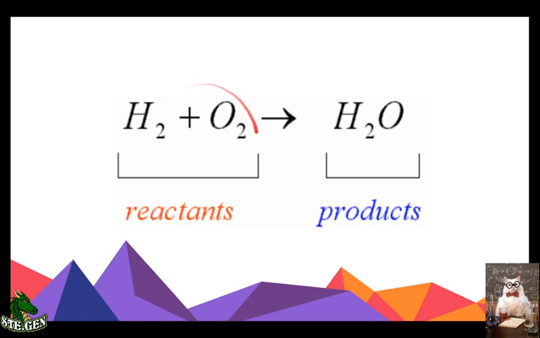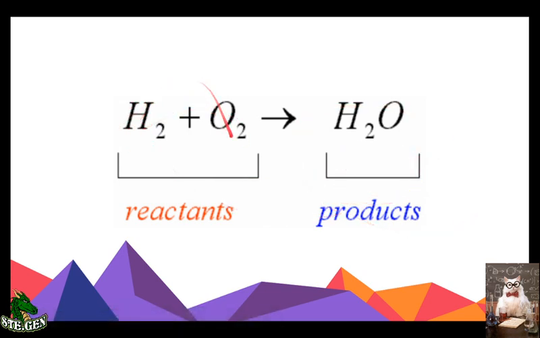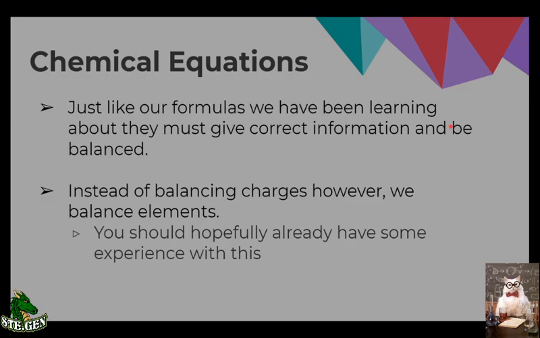For example, we have a very basic one right here: H2 plus O2 gives H2O. The left side would be the reactants. The right side would be the products. You are reacting hydrogen and oxygen together, and you are producing water in this case.